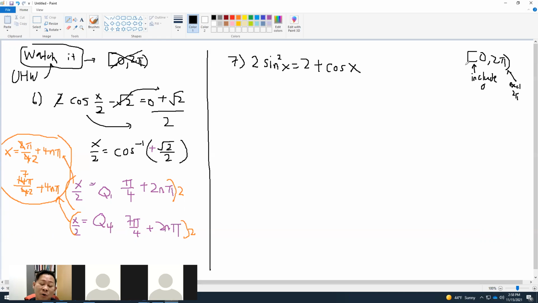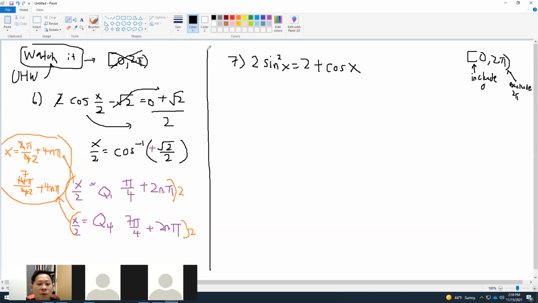So that means that you only need to take 0. You don't take 2 pi. Okay. So if you get your answer 0 or 2 pi, because they are the same numbers, because you go one whole full revolution, then you only take 0. You exclude 2 pi in this case. Okay. So this is the meaning when you see a bracket and a parenthesis.